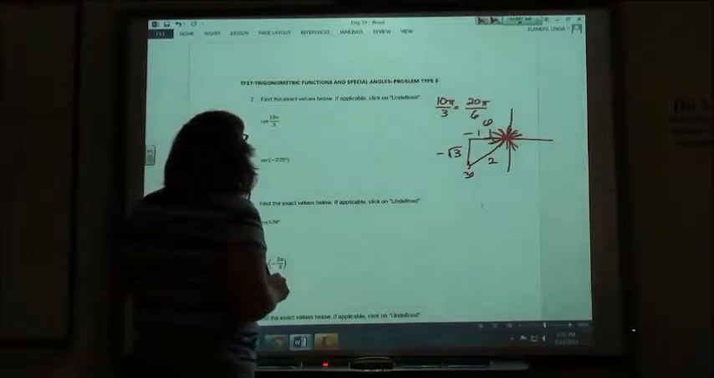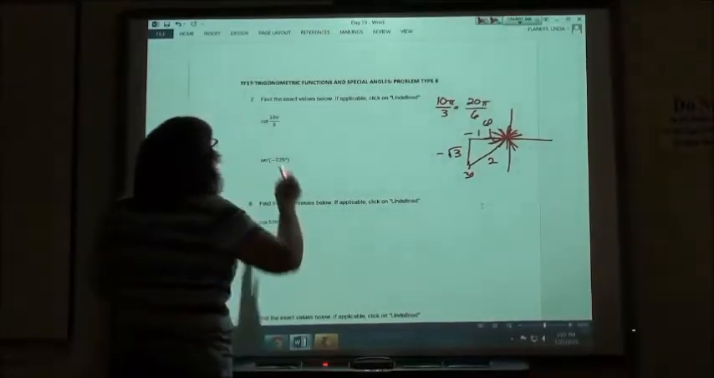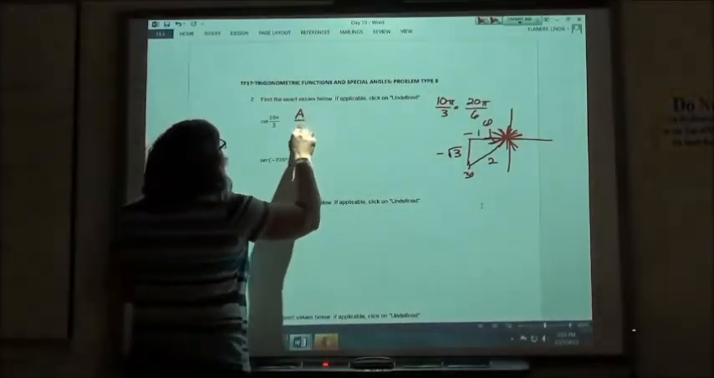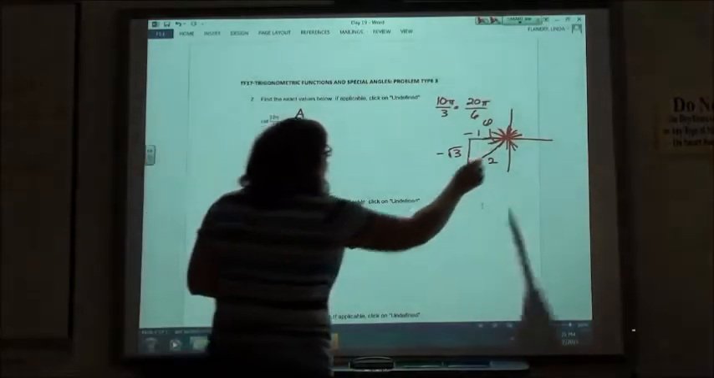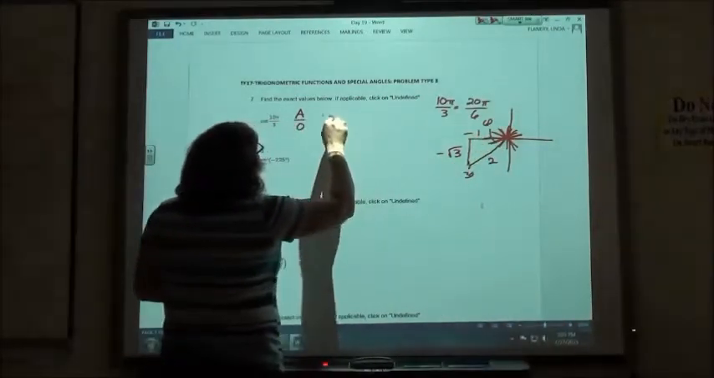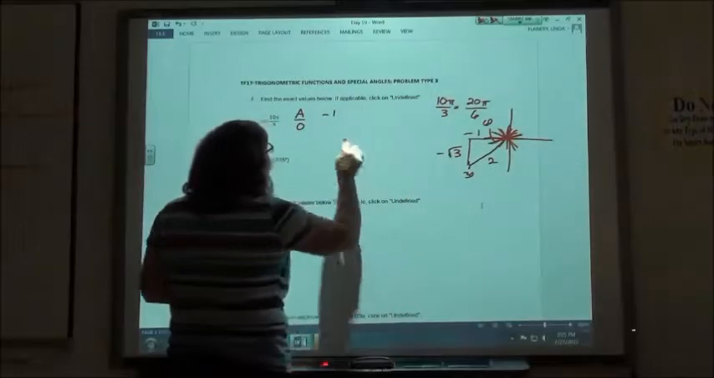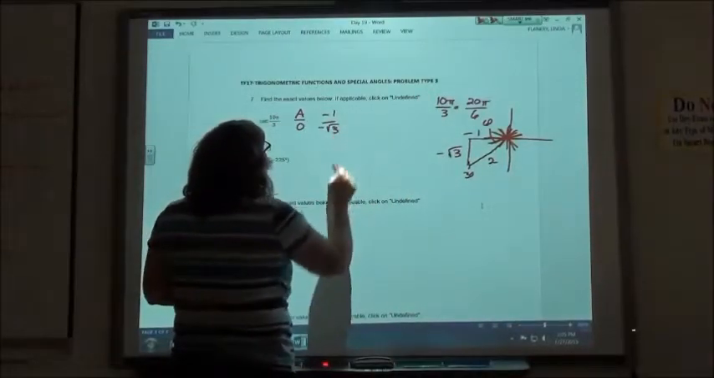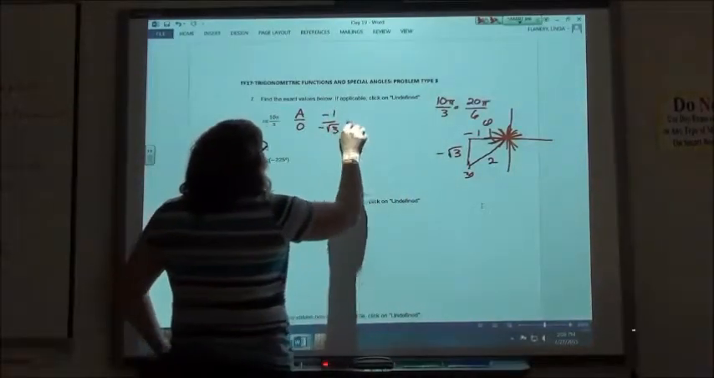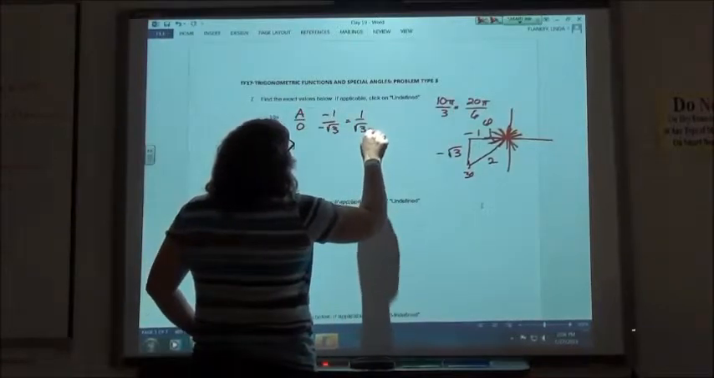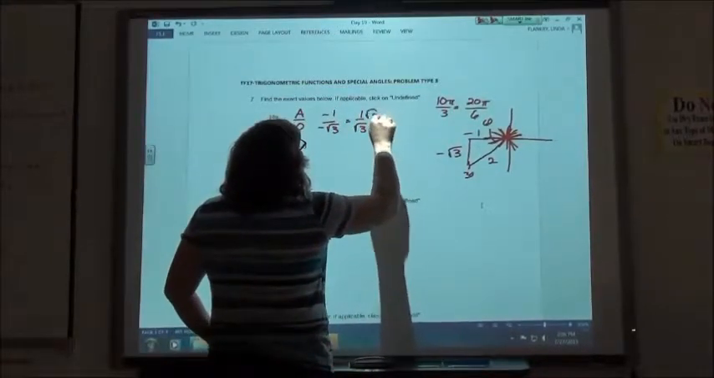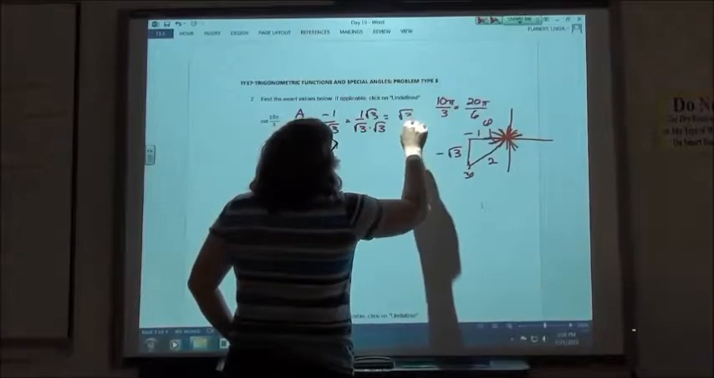My cotangent. On my cotangent, I'm going to have the adjacent over the opposite. So my adjacent is negative 1. My opposite is negative square root of 3. Since I have a negative over a negative, it's going to be 1 over the square root of 3. And if I rationalize my denominator, I'm going to get the square root of 3 over 3.